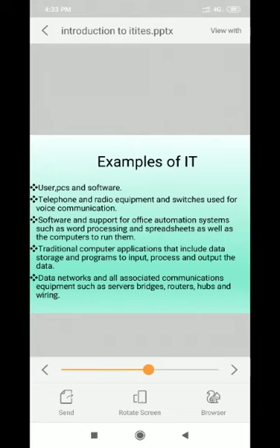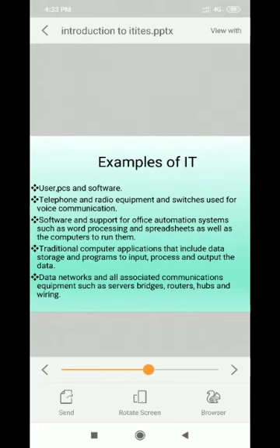Also, data networks and all associated communication equipment such as servers, firstly the servers, secondly bridges, routers, hubs, and wiring. These are all networking devices. These are used for the connectivity of the networks. As I told you, this is just an introductory class, and in the coming videos you will also come to know about these devices, bridges, routers, hubs, and wiring. What is wiring? What kind of wiring do we use while we connect a network of computers? And also these devices, what are the devices?